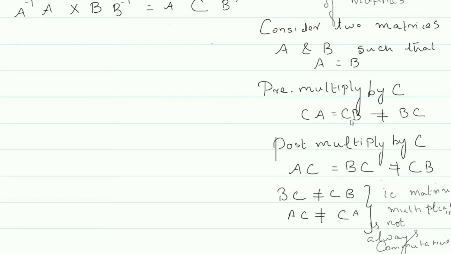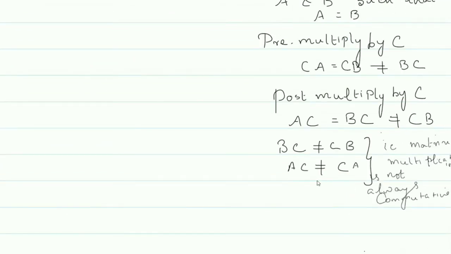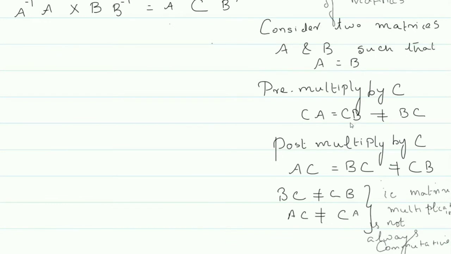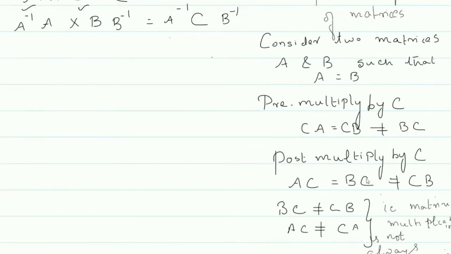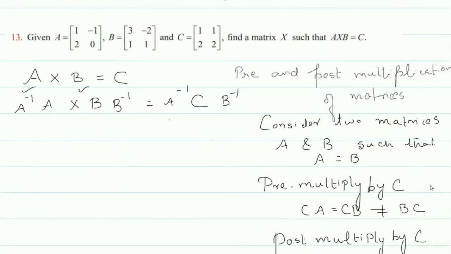The reason is, what is the difference here? Actually CB and BC may not be equal. In matrices, you know that the multiplication of matrices is not always commutative. Only in rare cases will they be commutative. So we cannot say whether CB is equal to BC. These two need not be equal.